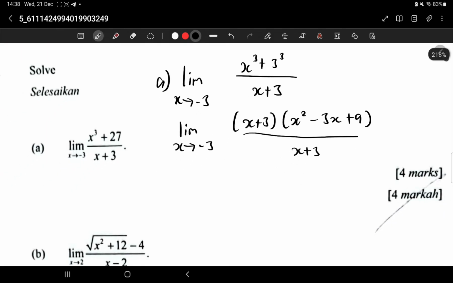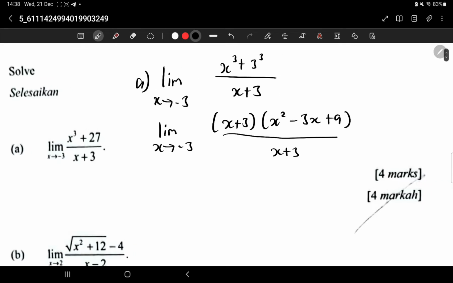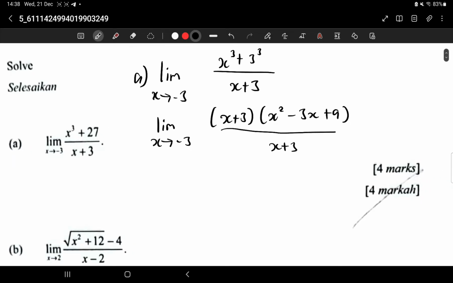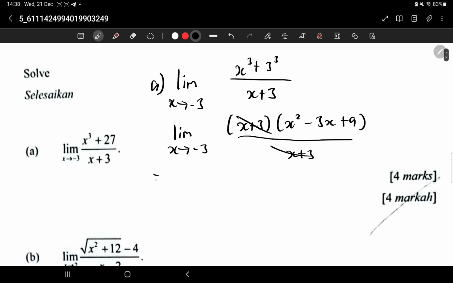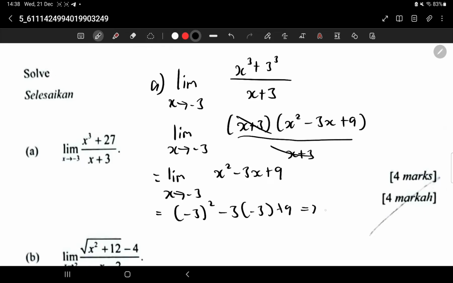Okay, so here assume that x plus 3 will not be 0. Therefore, x plus 3 will not equal 0, so we could simplify this. From here, we are left with x squared minus 3x plus 9. Then substitute to become -3 to the power 2 minus 3 times -3 plus 9. We will get 9 plus 9, which is 18, and 18 plus 9 should be 27. So if we check it using my calculator, I'm hoping that we'll get the value.